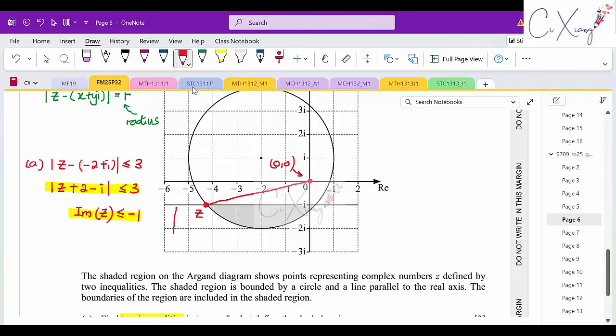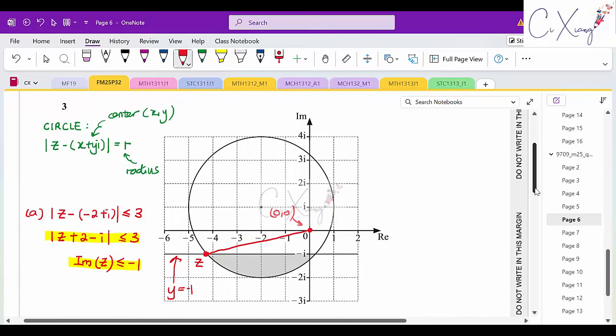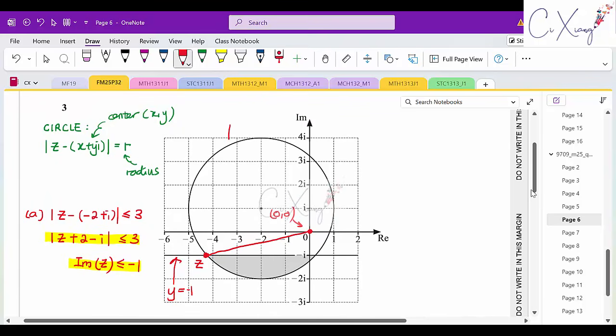So let's say the equation of the line is y equals -1. Can you try to write out the equation of the circle in Cartesian form? Just now we know that our center is -2, right? So in Cartesian form, it will become (x plus 2) squared, then plus, what is the y coordinate of the center? It is 1.